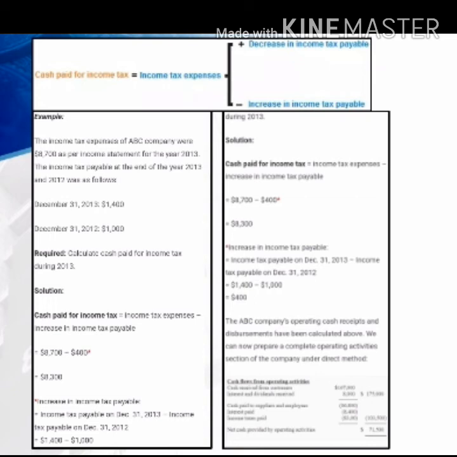So cash paid for income tax is equal to income tax expenses. Then the decrease in income tax payable should be positive, because we should add the decrease in income tax payable to the income tax expenses. And next is the increase in income tax payable, which we should deduct from the income tax expenses.